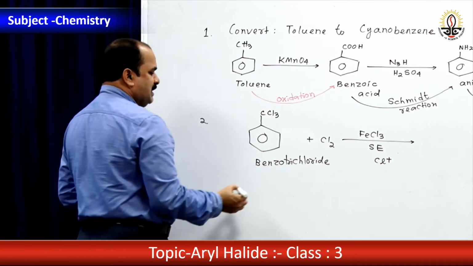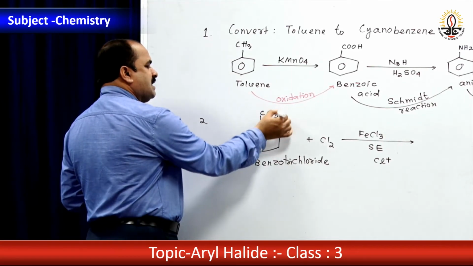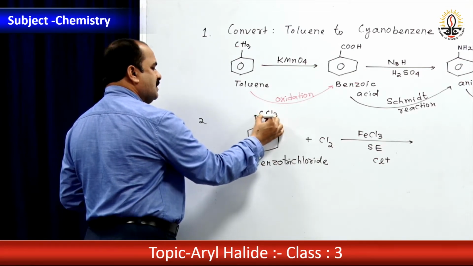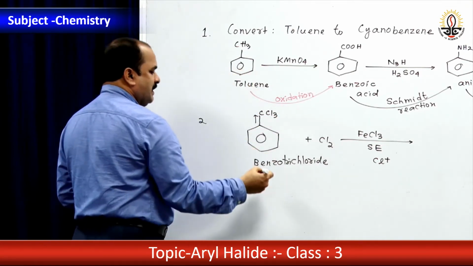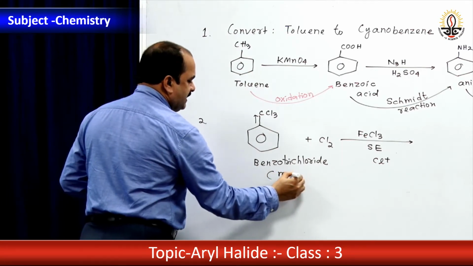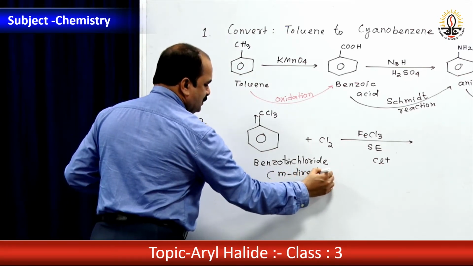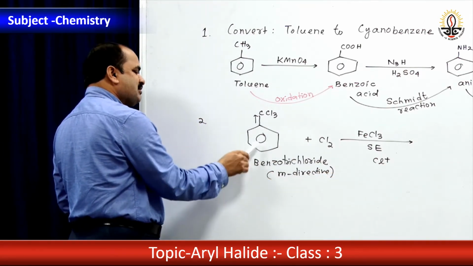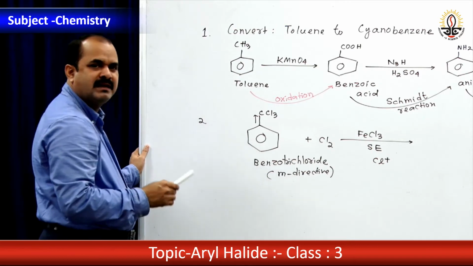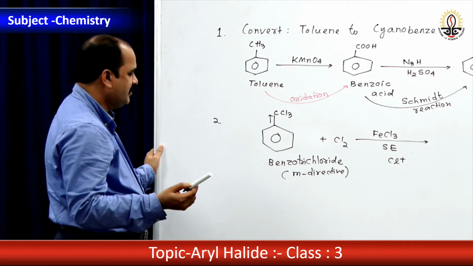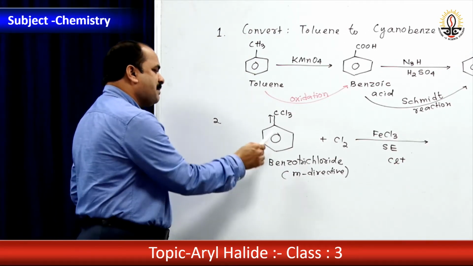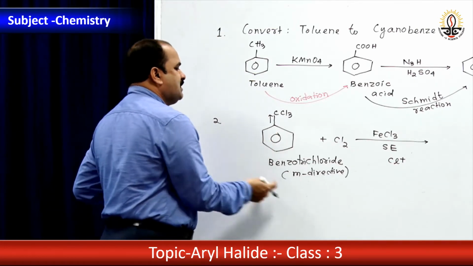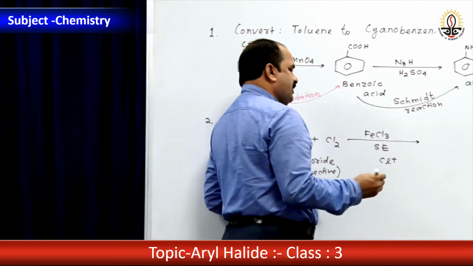Students, you know benzotrichloride, due to the presence of 3 chlorine atoms, which are electron withdrawing groups, is meta directive. So electrophilic substitution reaction in benzotrichloride takes place at the meta position, because benzotrichloride is meta directive.